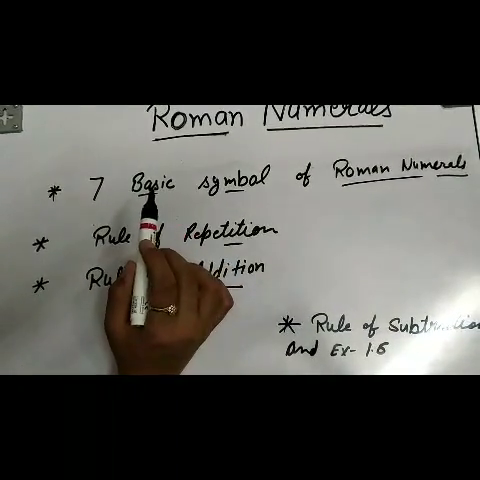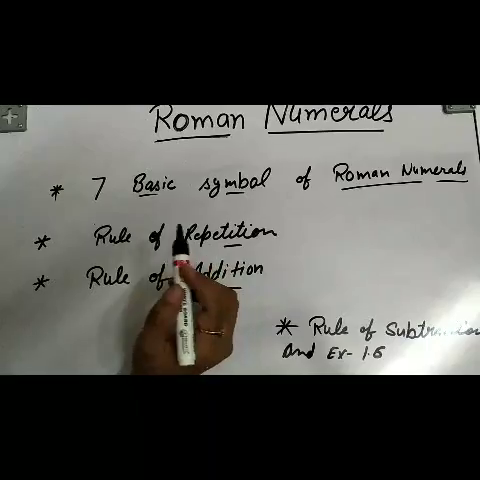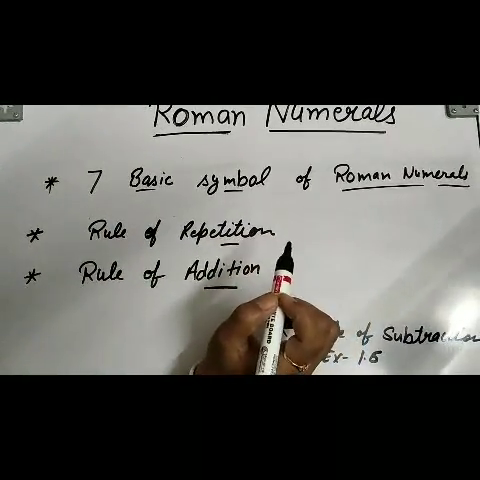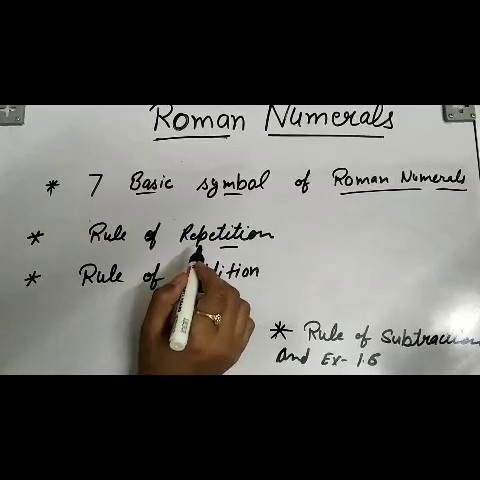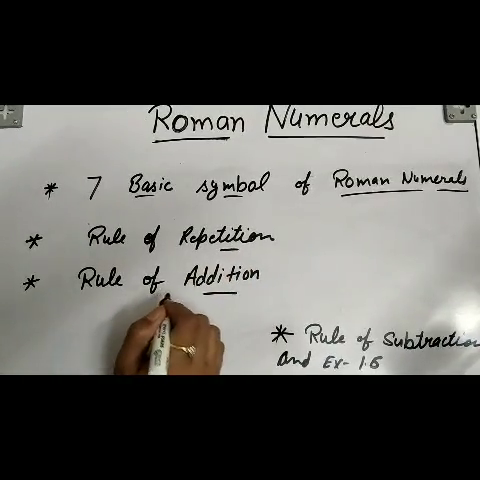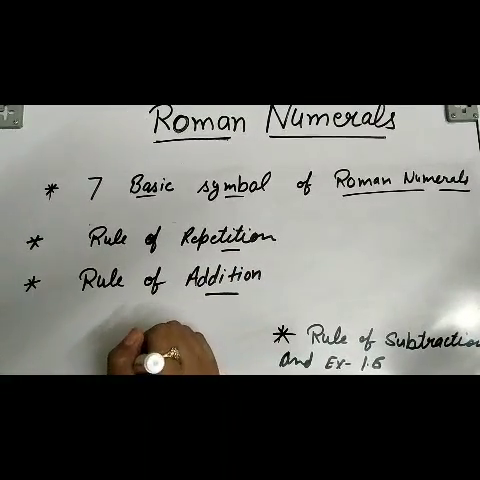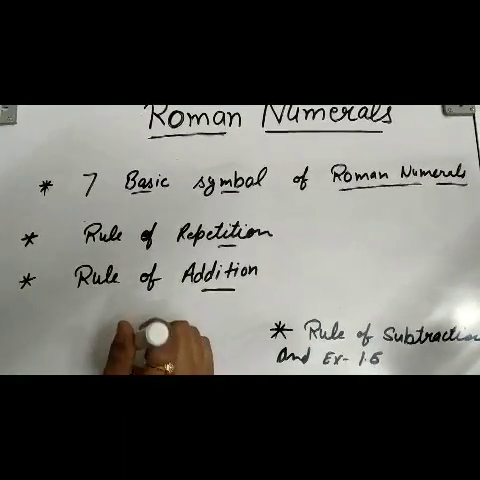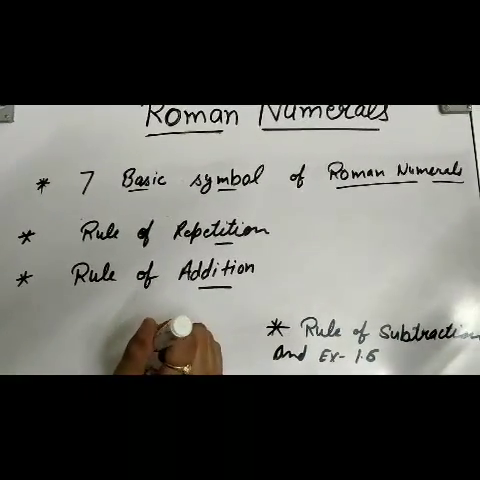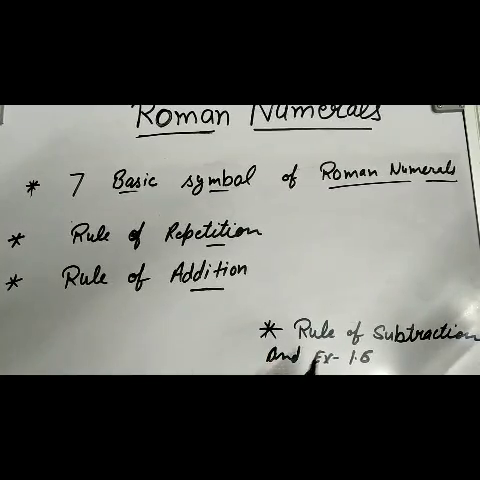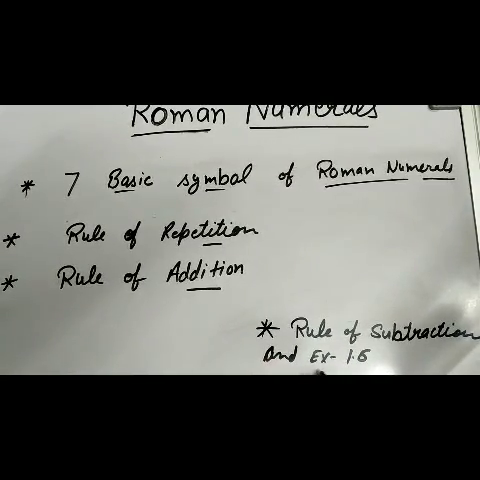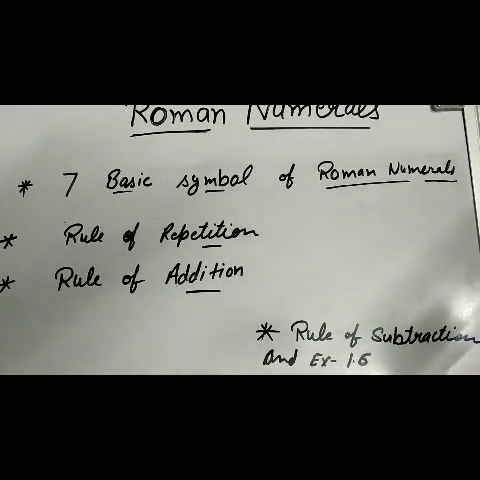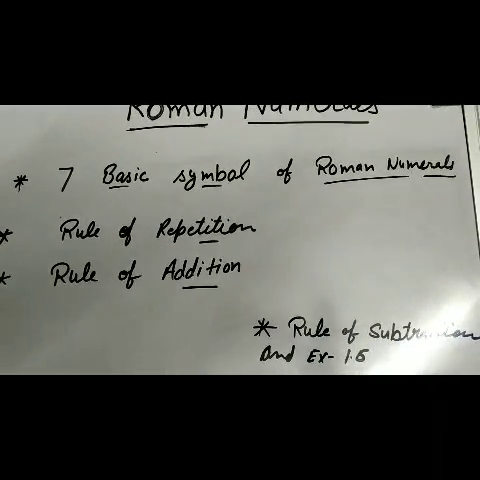Okay students, today we have discussed the 7 basic symbols of Roman numerals, rules of repetition and the rule of addition. Now I have one video about Roman numerals. Please go through it very carefully. And the rule of subtraction and sums of exercise 1.6, we will discuss these things in our next session.